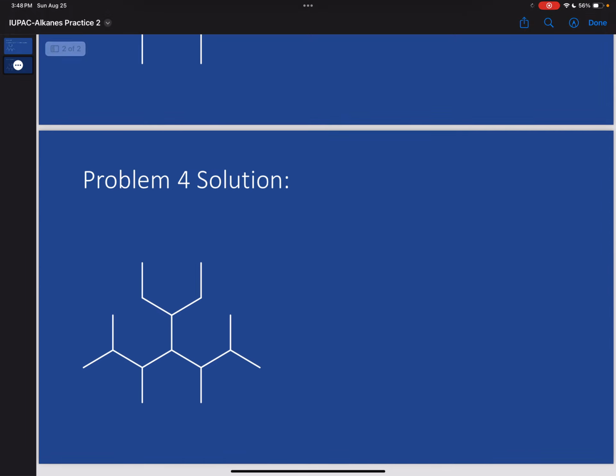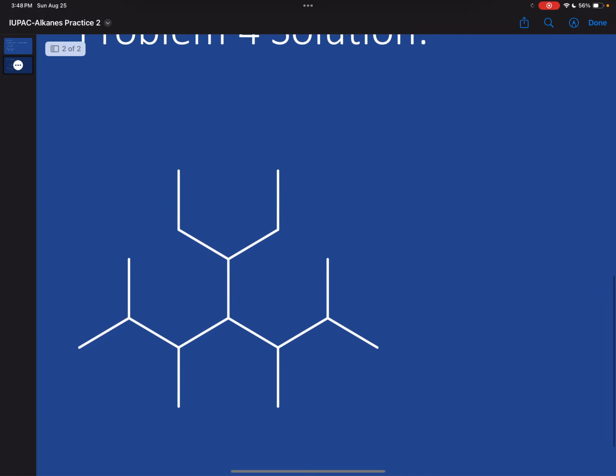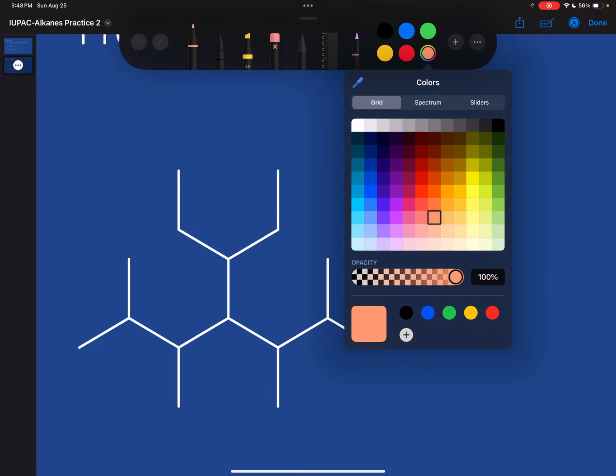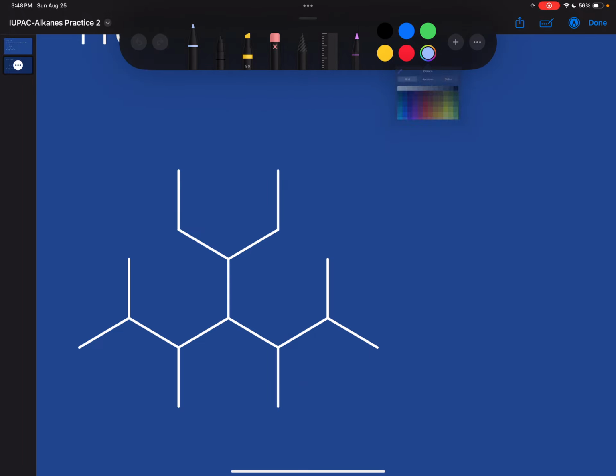Okay, so I'm going to zoom in because this compound's a little bit bigger and I just want to make sure I write clearly on what I'm doing. So we're going to do the same thing we always do, and that's going to be trying to figure out what our longest parent chain is going to be. So better to just start here, just guess.